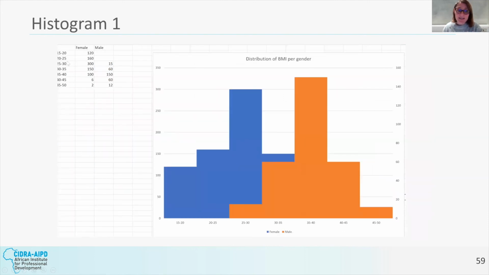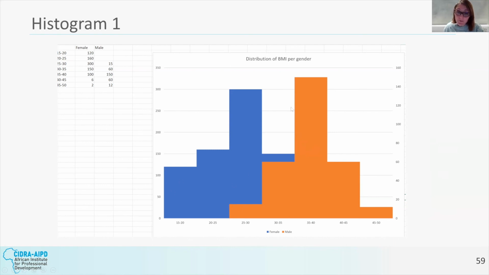Let's go and see another example. Here we have the distribution of BMI per gender, so we have female and male. For some classes of BMI, we don't have values for male. We're going to plot it using a valuable kind of plot called a histogram. This gives us an indication of the shape of the distribution.